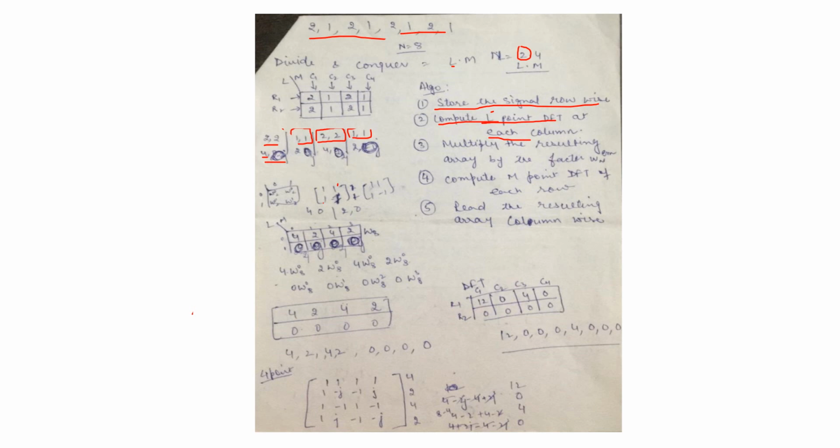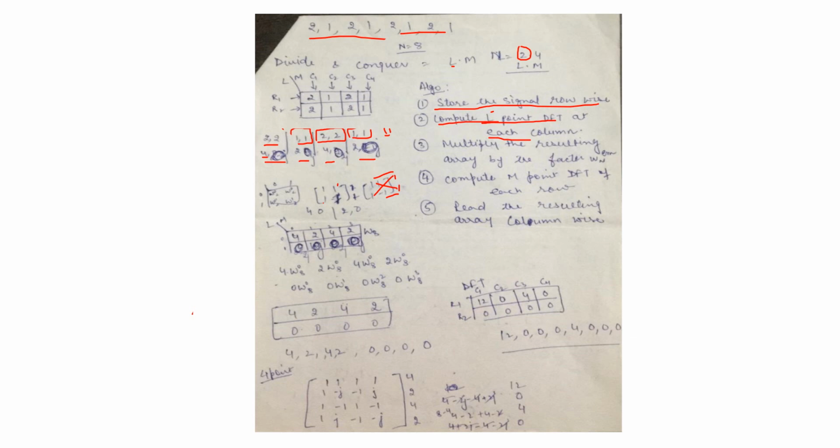For 1 1, you write 1 here, 1 here. 1 plus 1 is 2, 1 minus 1 is 0. So for this it is 2 0. For 2 2 it is 4 0. For 1 1 it is 2 0. So here you have completed step 2.